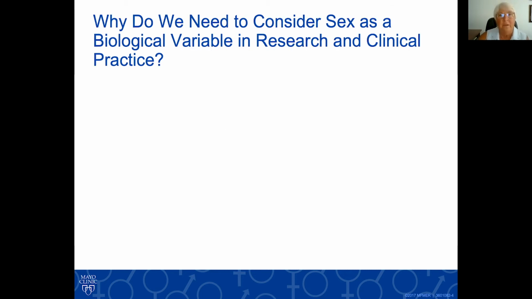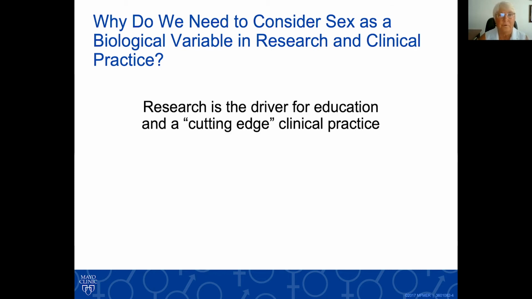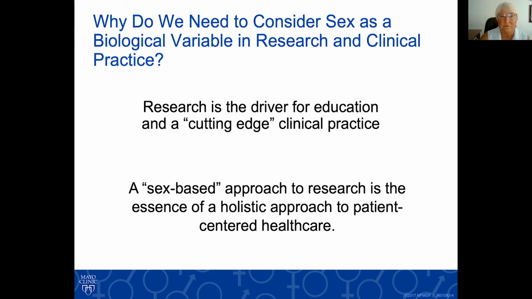So first of all, why do we need to consider sex as a biological variable in research and clinical practice? Well, research is really the driving edge for education and clinical practice. And when we consider a sex-based approach, it really is the essence of a holistic approach to patient-centered healthcare. Now, of course, I'm at Mayo Clinic, so we are always talking about the needs of the patient coming first. But when you think about NIH in your applications going forward, really the purpose of NIH was to improve the health of the nation. So that requires basic understanding of systems in order to apply that to the health of the nation. So although it may be far-fetched for some of you, or seemingly so, if you're doing some very basic mechanistic work, you need to start to reframe your ideas in terms of what the ultimate outcome of those observations might be.